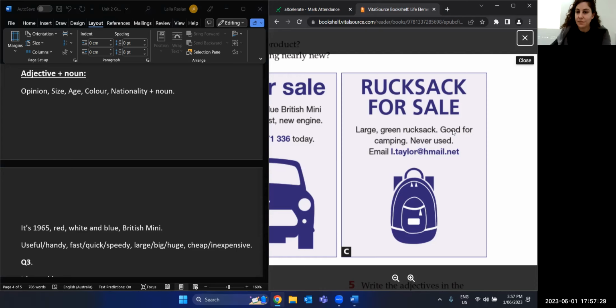The age, never used. The color, green. Nationality, no, didn't say. Yeah, good. So that's the information.